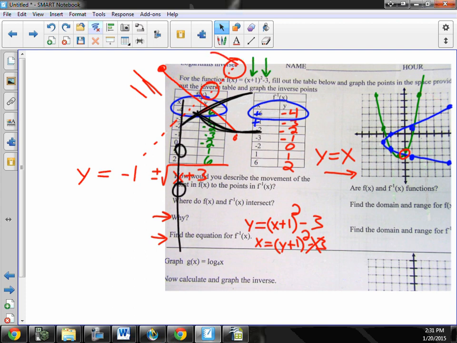Wish you could, huh? Okay, so find the domain for f of x. Where is f of x defined for its domain? All real numbers. So the domain is all real numbers. What's the range?